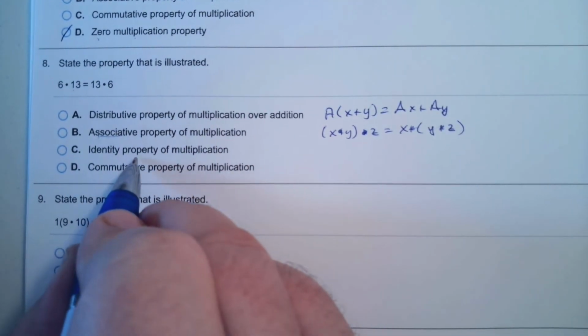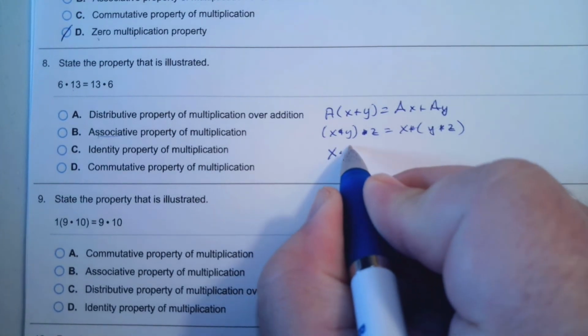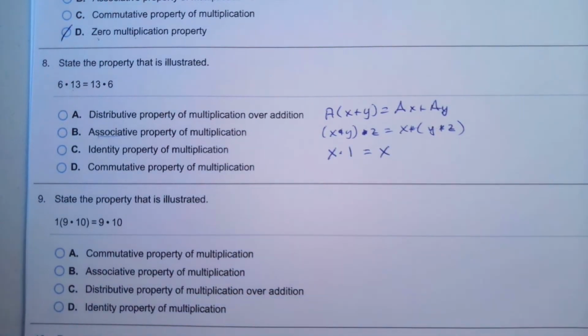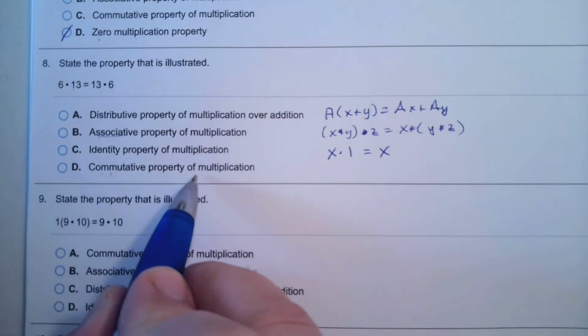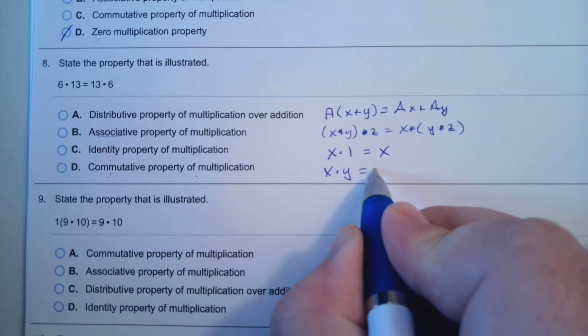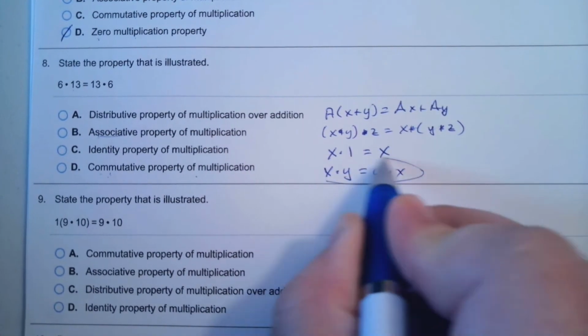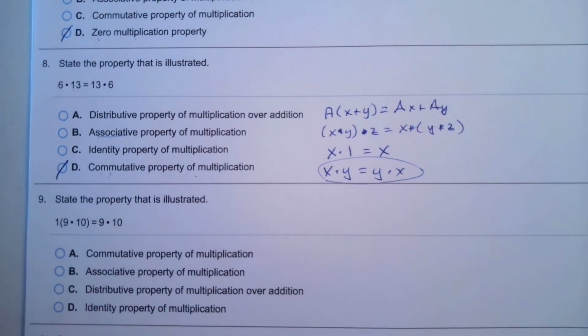The identity property of multiplication says any number times 1 is itself. And that's not what this says. So it's the commutative property of multiplication. X times y is the same thing as y times x. That's exactly what's happening. We just rearrange them. So it's D.